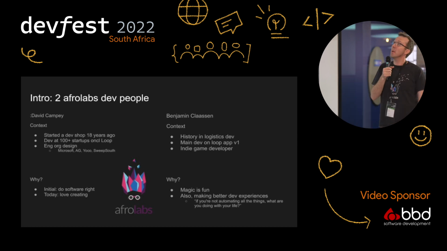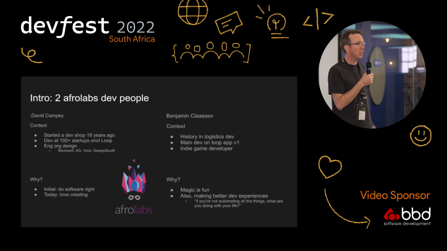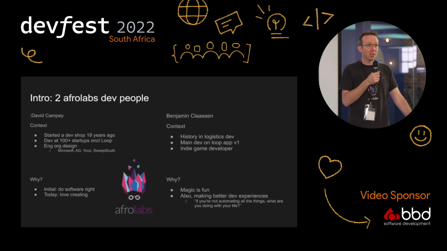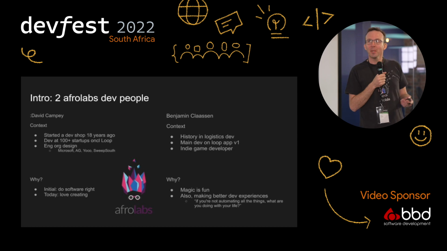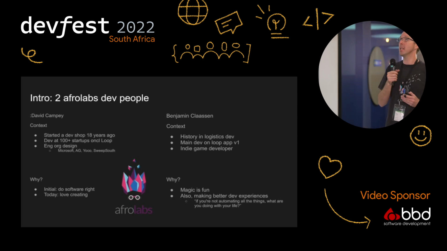On the other hand is Benjamin. He's got a history in logistics dev. He was the main dev on the Loop app, the first version of it, which is now written in Kotlin. He's also an indie game dev. And why he does his stuff is largely because magic is fun. He's actually a trained magician, and he taught magic, but also making better dev experiences, as Benjamin likes to say. If you're not automating all the things, what are you doing with your life? So there's Benjamin, and there's me.